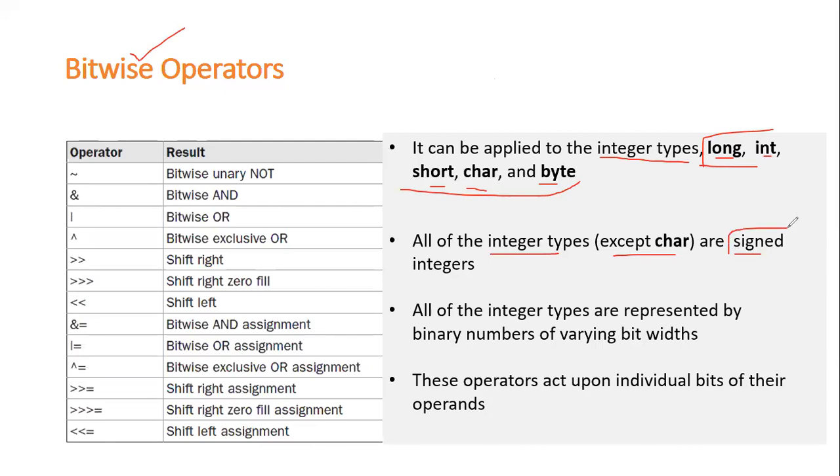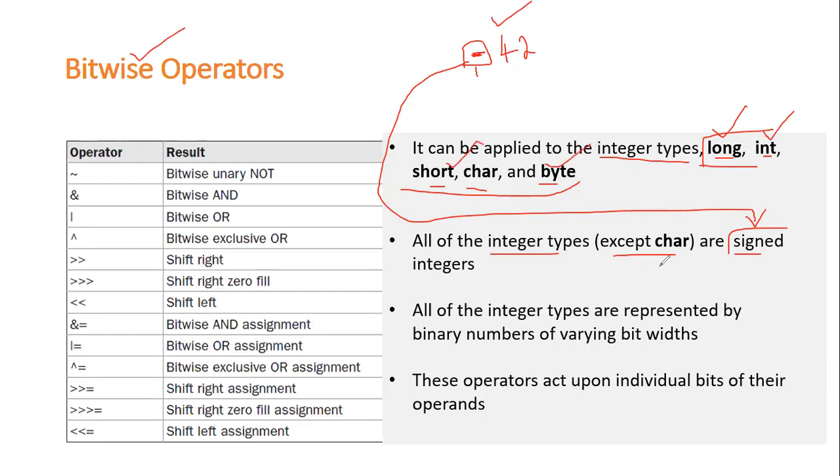What do you mean by signed integers? For example, 42 is a number, but I can put a sign on this 42. We call it a signed integer. Minus 42 is a signed integer. Why? Because I have a sign called negative. Signed integers are possible with long, int, short, and byte, but with character, we can't have a signed integer.